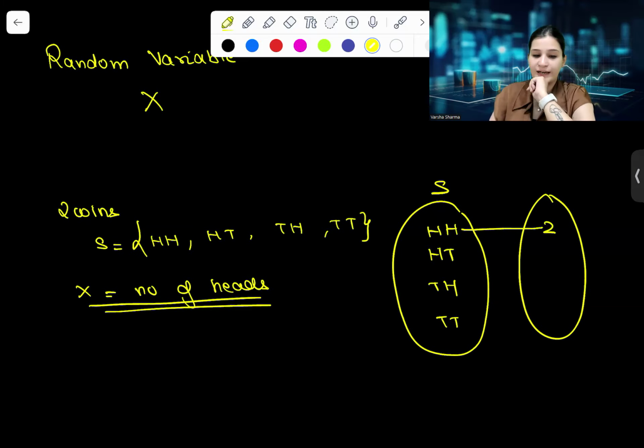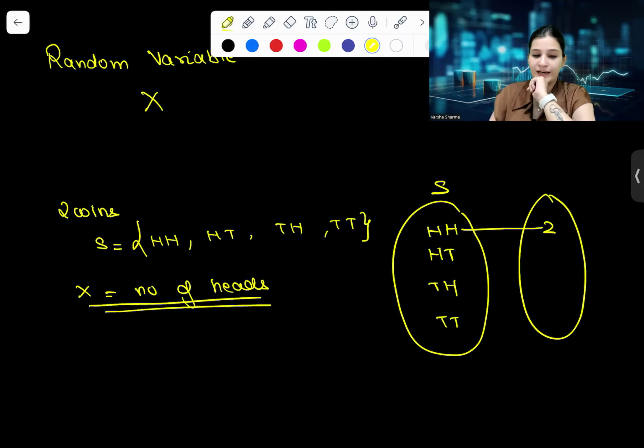Okay. Now, this is your random variable. Now, if I write all these values of X, correspondingly, I'm also writing their probabilities. Now, think, how will I write? I'm finding the probability that X will take the value 2. When is X taking the value 2? When we have HH, right? What is the probability of HH? 1/4. So the probability of 2 will be 1 by 4.